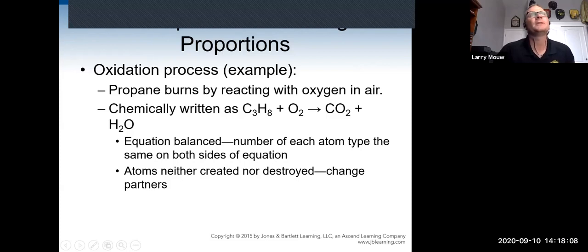Oxidation takes place in fires, and it also takes place over time with certain materials such as metals, but that takes a much longer process. One of the things to remember is that atoms are neither created nor destroyed, but they change partners. So we aren't creating or destroying them, but they're changing their makeup in that chemical process.